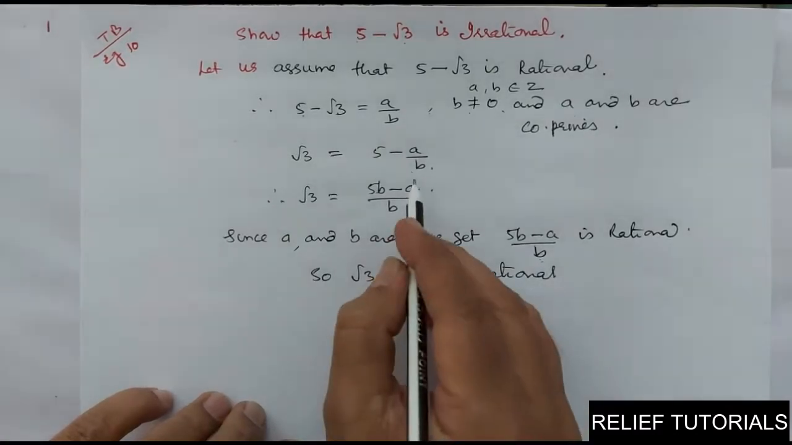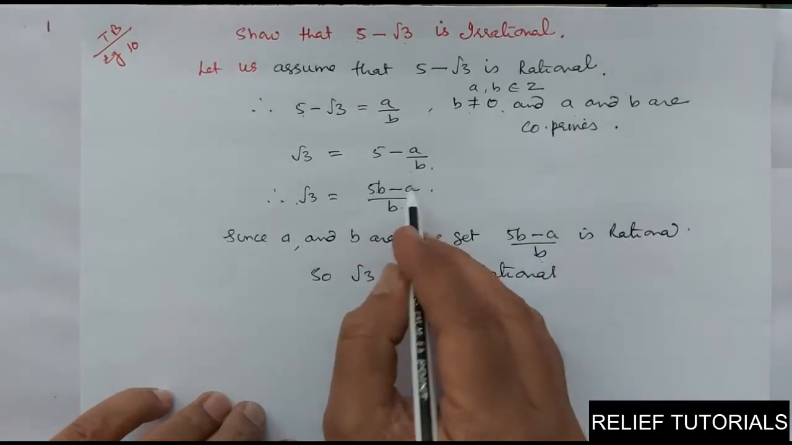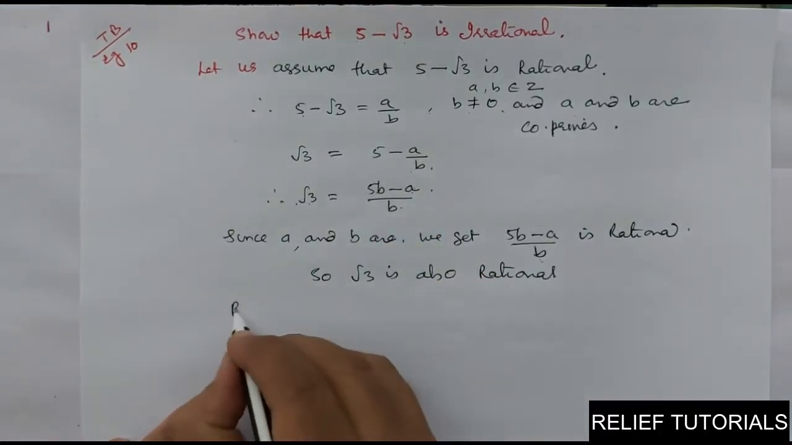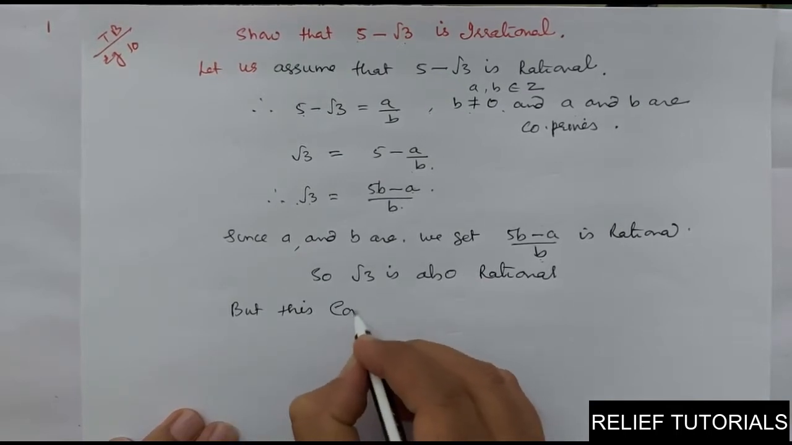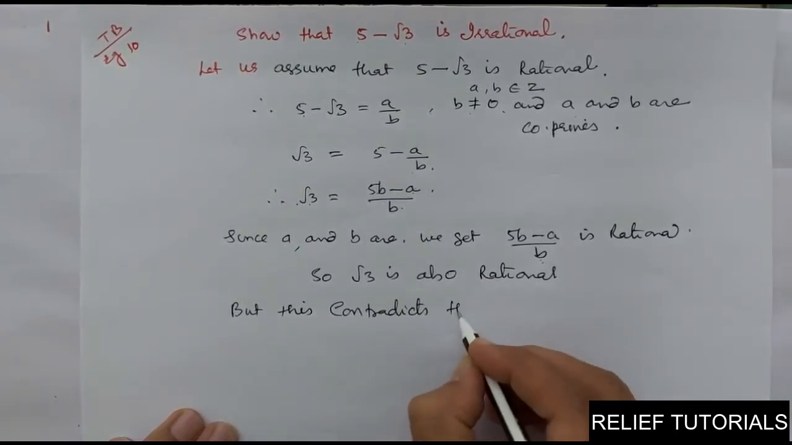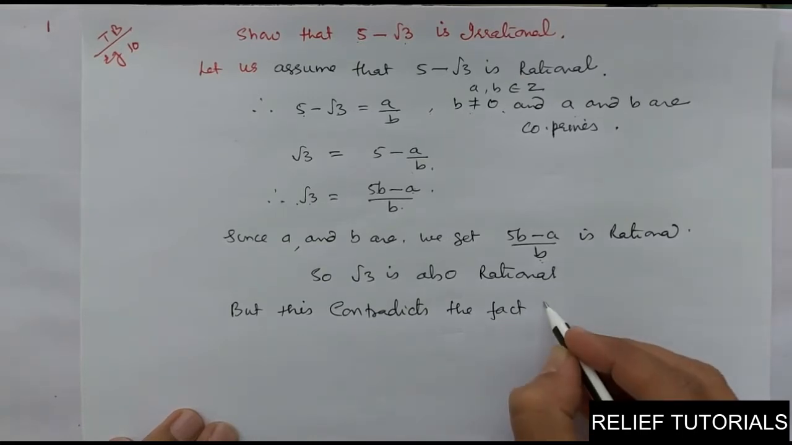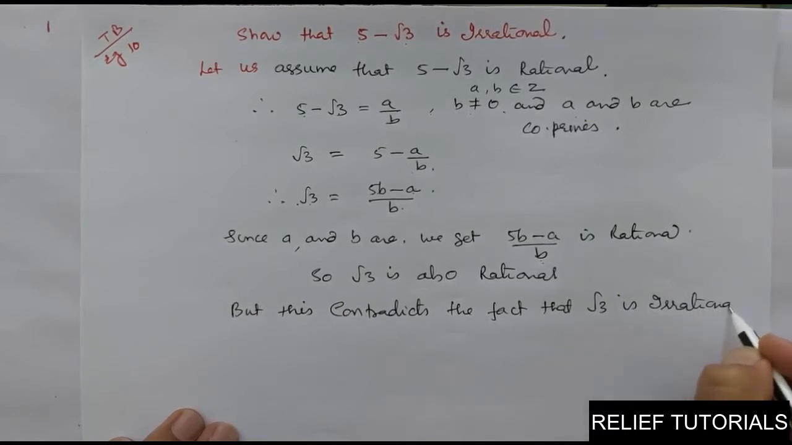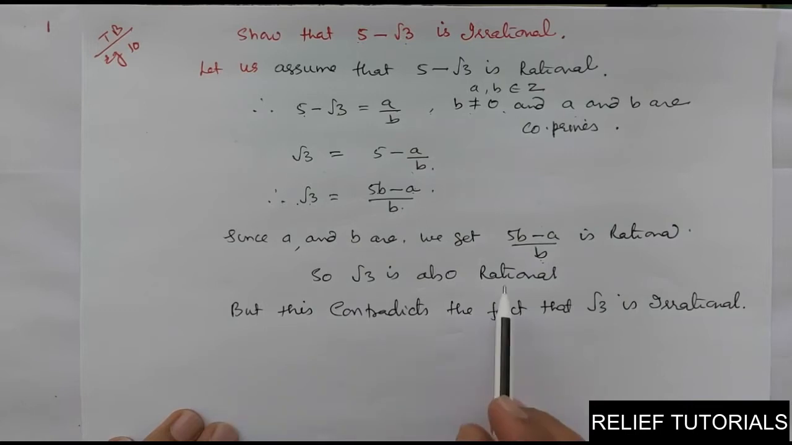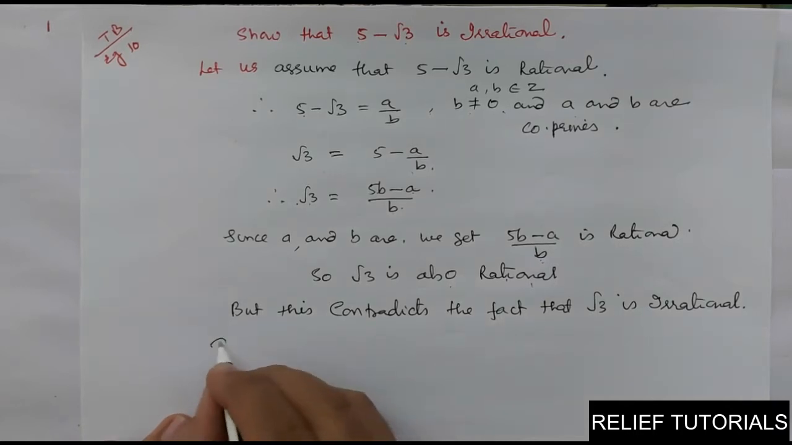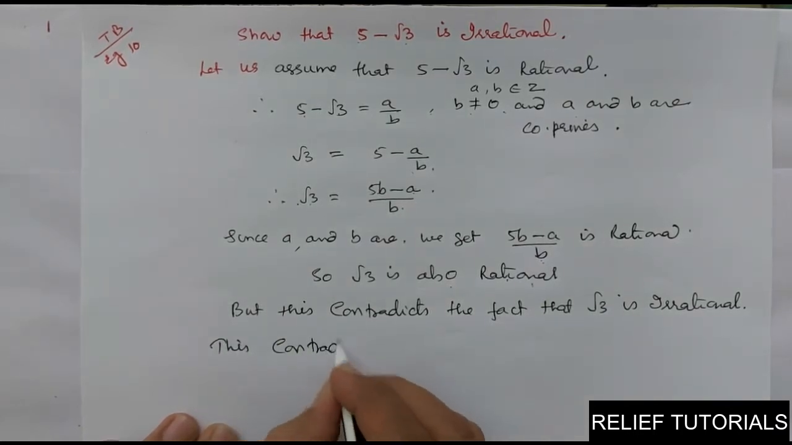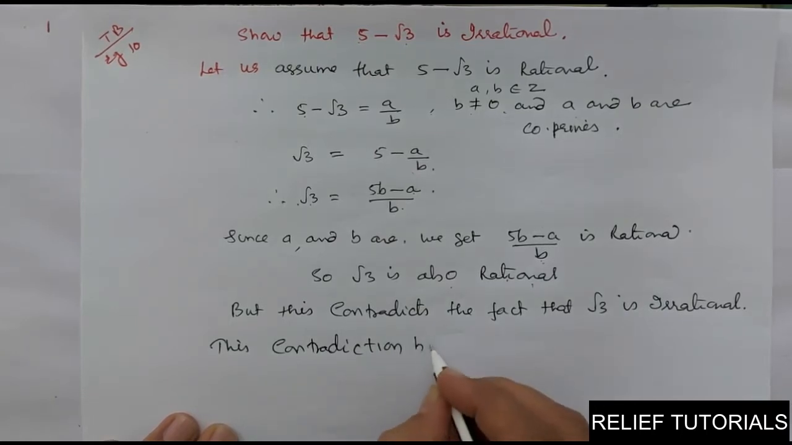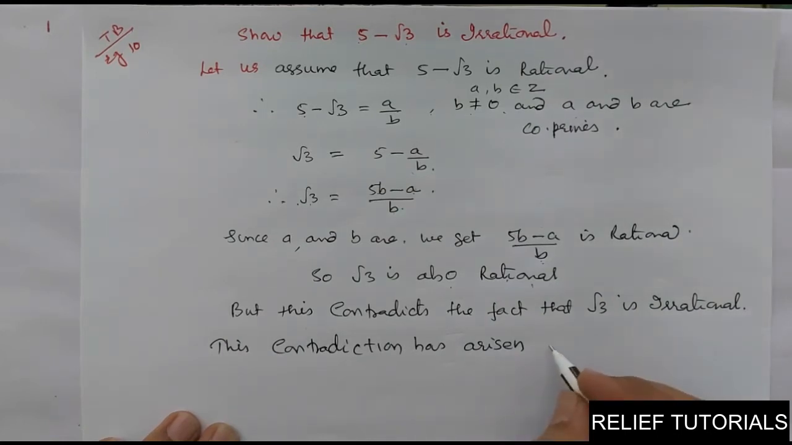Okay friends, if this is rational, both are equal. If this is rational, this is also rational, but this contradicts the fact that root 3 is irrational. We know that root 3 is irrational, but here we got that it is rational, so it contradicts the fact that root 3 is irrational. So we can say this contradiction has arisen because of our assumption.